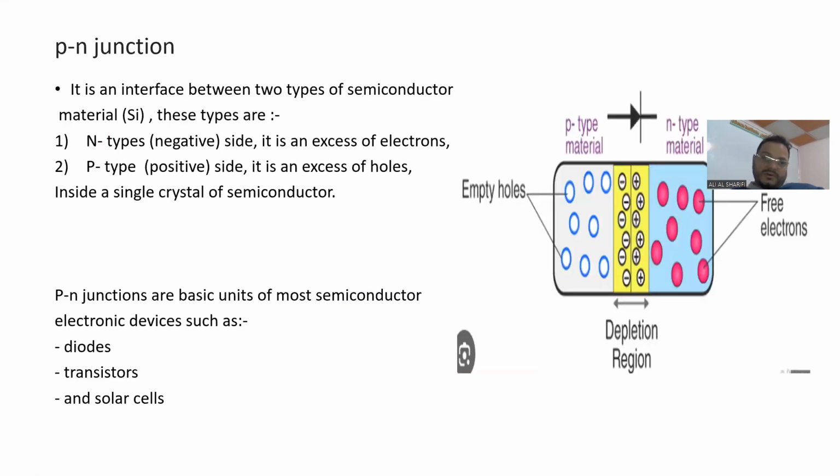Like I said before, it's an interface between two types of semiconductor, silicon and material silicon. These types are N-type, negative, and P-type, positive. Inside the single crystal of semiconductor, PN junctions are basic units of most semiconductor electronic devices, like I said before: diode, transistor, solar cell.